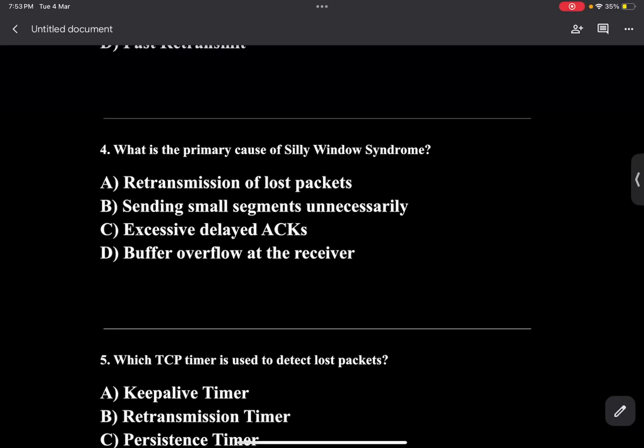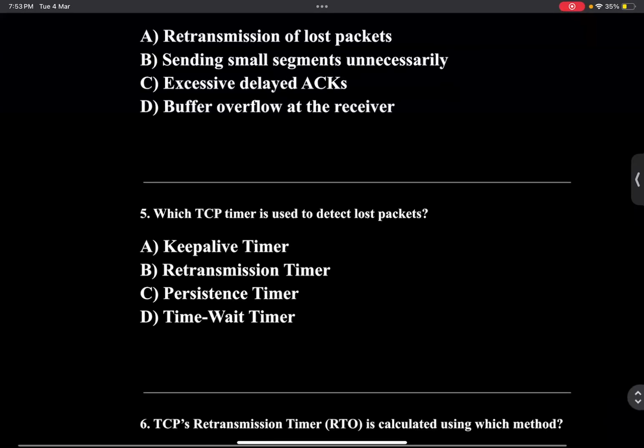Suppose the sender is having 10 Mbps, and the receiver is having 1 bps. So we have to send a very large number of small packets to reduce that. That is why we came up with the Clark solution for silly window syndrome. So it's 4B. Which TCP timer is used to detect lost packets?